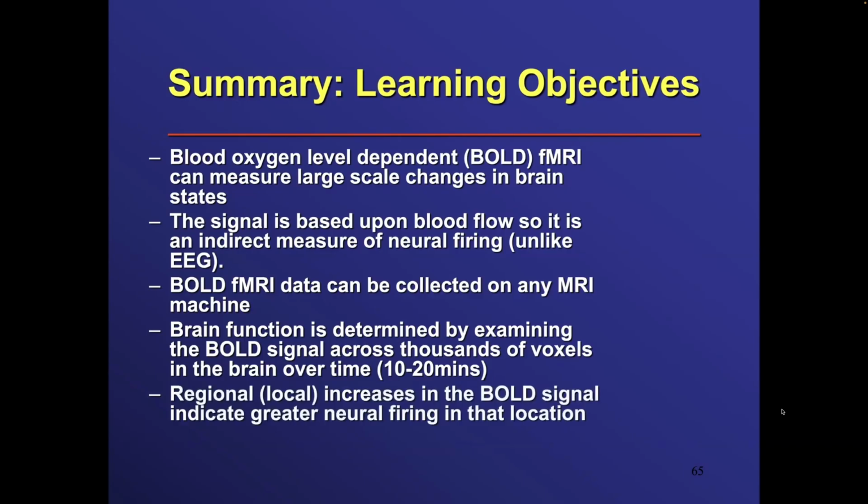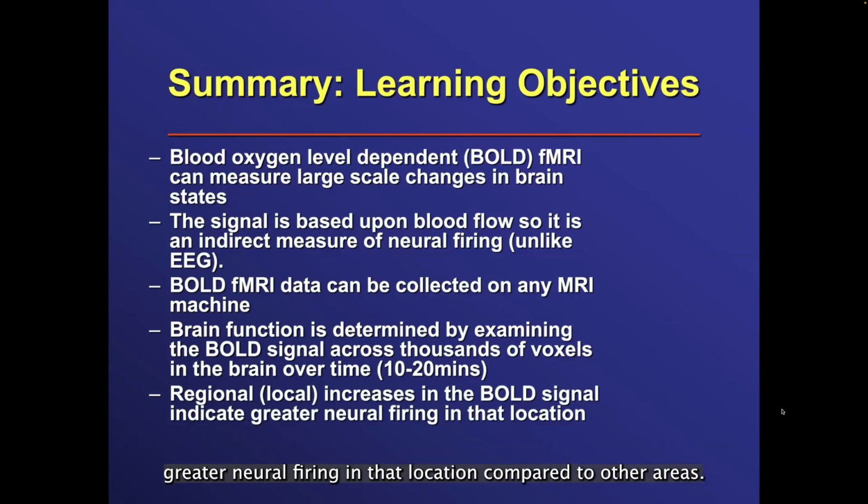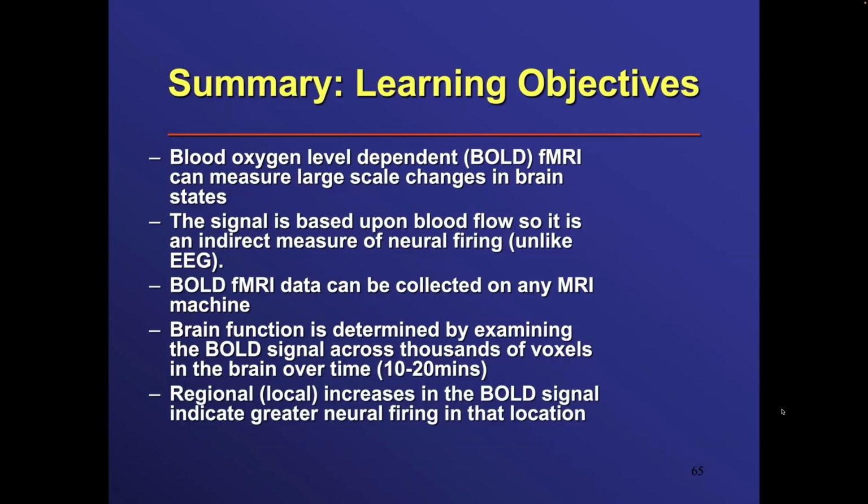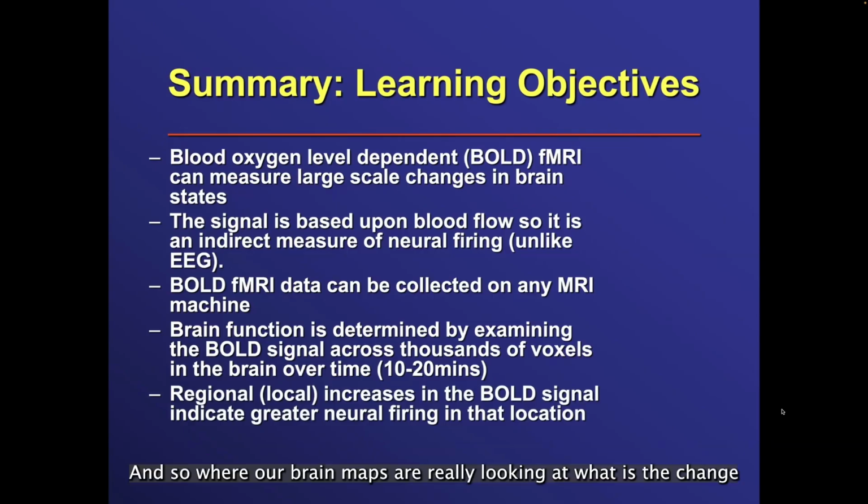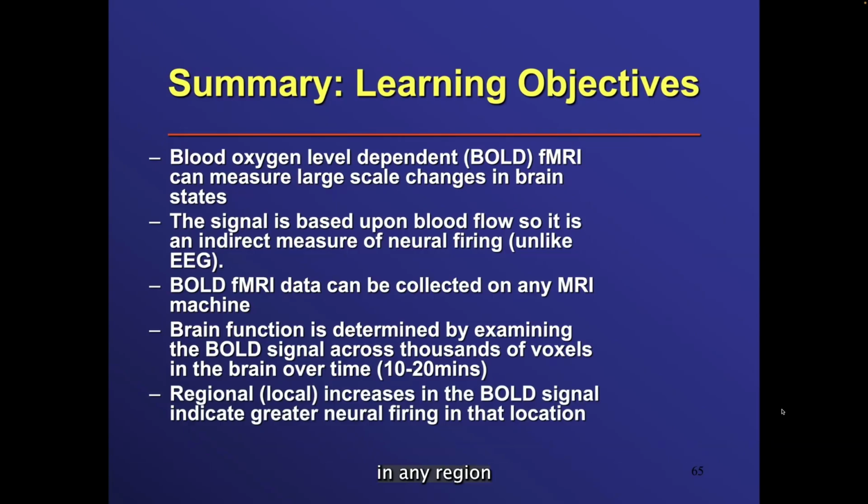What we're looking at in studies of activation, those areas of red or yellow when you look at brain maps, is a regional or local increase in the BOLD signal, which indicates greater neural firing in that location compared to other areas. And so our brain maps are really looking at what is the change in any region based on my task. And you remember the finger tapping task. You're tapping your fingers, you stop. You're tapping your fingers, you stop.